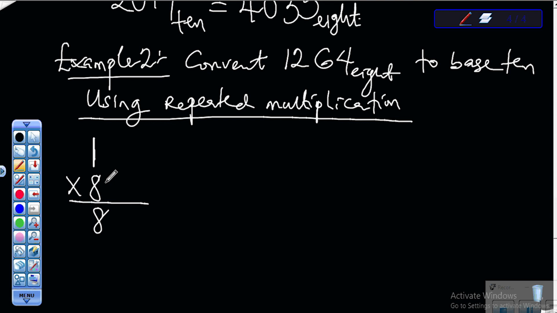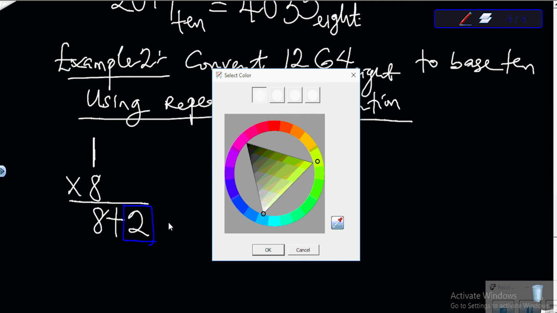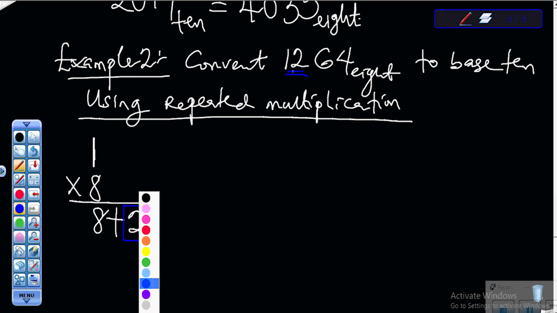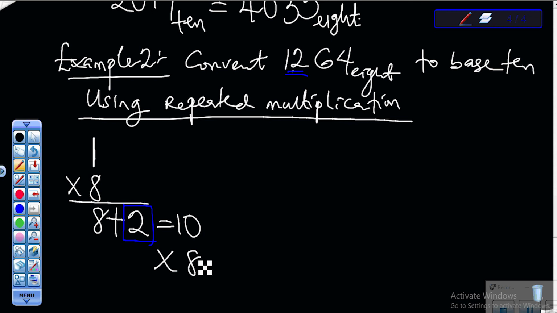The next thing is to add the next digit in the question. The next digit in the question is 2. So you have to introduce that 2 and add it. Your answer in that case is 10. That's not the end. It's a repeated multiplication, so you have to multiply by another 8 until you get to the last digit.